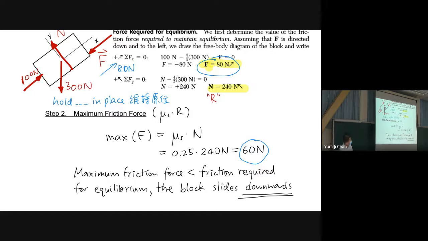This is the key point in this example. We need to get this right. The direction of F is going upwards, so then you will get this right.